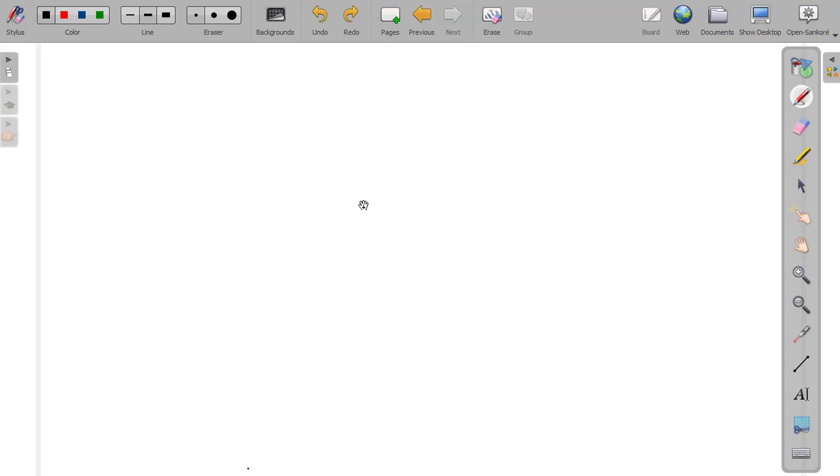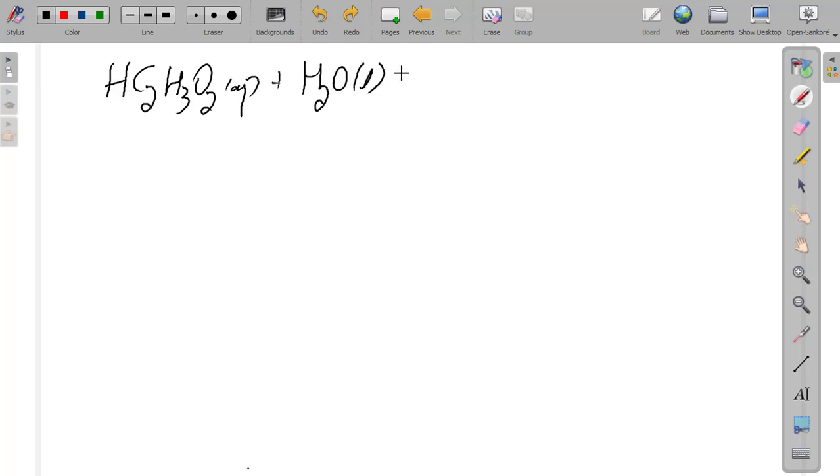And looking at number 1, the first reaction that we have is HC2H3O2 aqueous plus H2O liquid is in equilibrium with C2H3O2 minus aqueous plus H3O plus aqueous. Okay, so what we can do is we can label the 4 parts of this equation, and that's what it says. Identify the acid, the base, conjugate acid, and conjugate base in each of the following chemical equations.